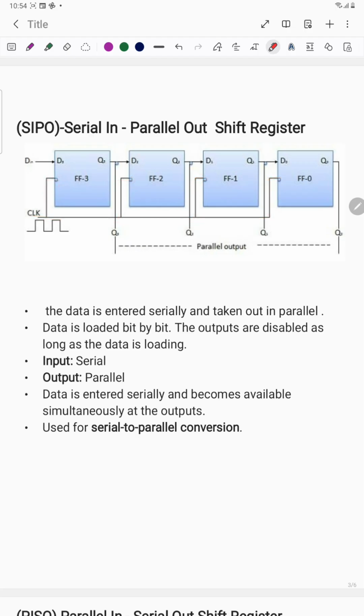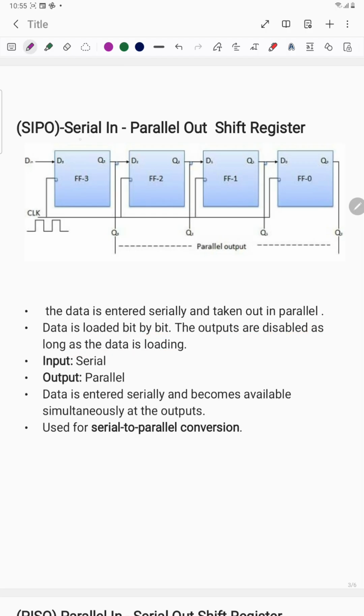First of all, you have to draw flip flops 1, 2, 3, 4. The four flip flops are connected in serial manner, with serial input. Then the output is taken from each flip flop as parallel, which is why it is termed serial input and parallel output. The data is entered serially and taken out in parallel. The data is loaded bit by bit, and the outputs are disabled as long as data is loading.